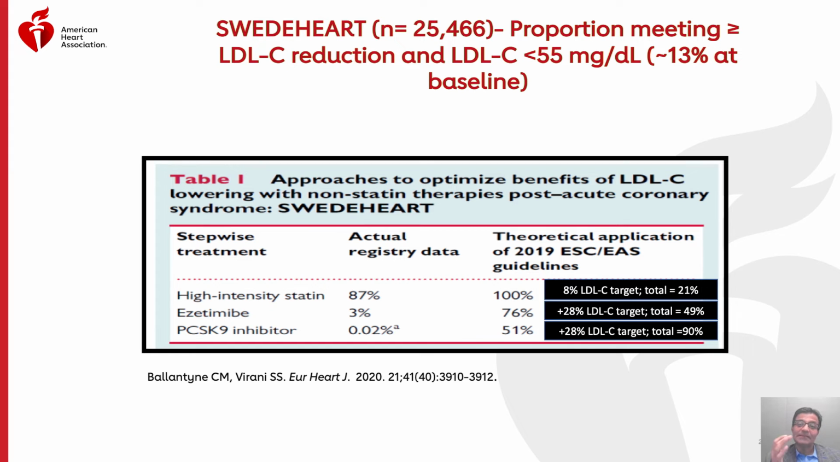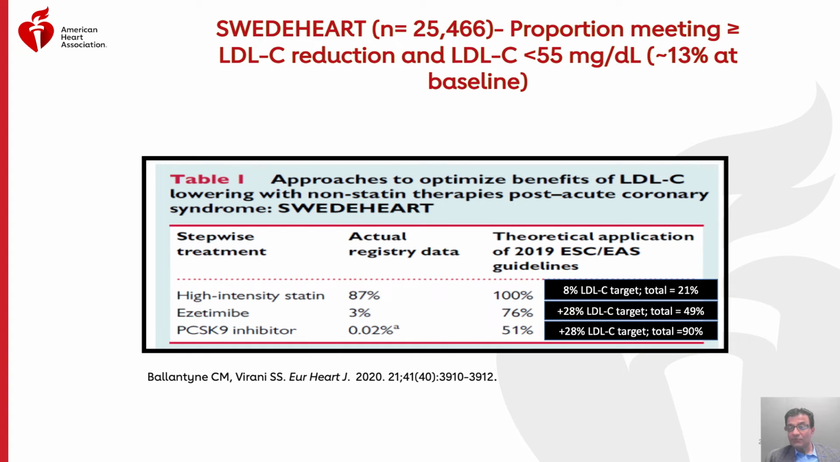So you will have to basically intensify therapy in almost 87% of your patients. If you get this high intensity statin use to 100%, which is not possible because a lot of these patients will not tolerate high intensity statin therapy, you get a further 8% increase in those who meet the LDL cholesterol target of 55 milligrams per deciliter.